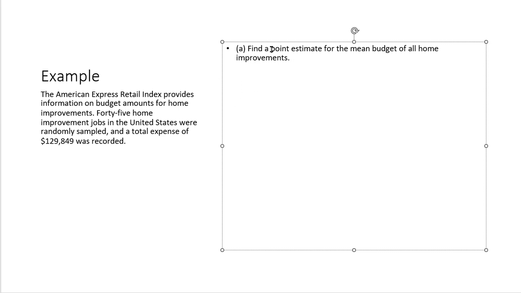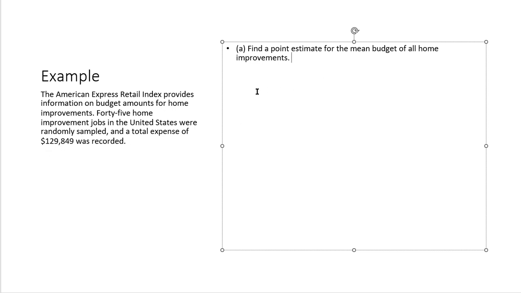So a point estimate for the mean budget would be some statistic of the sample that you can use to estimate the mean of the population. The sample mean, as we talked about, is a good point estimate for the mean budget. So we have a sample, and we have the total expense. The average expense is just going to be the total expense divided by the sample size.